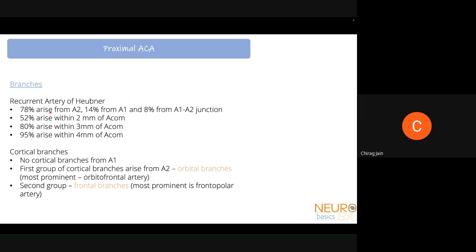The important thing to remember when you're clipping ACOM aneurysms is that 52%, almost 50%, of recurrent arteries of Heubner will arise within 2 millimeters of the ACOM. 80% will arise within 3 millimeters of the ACOM, and 95% within 4 millimeters of the ACOM artery.